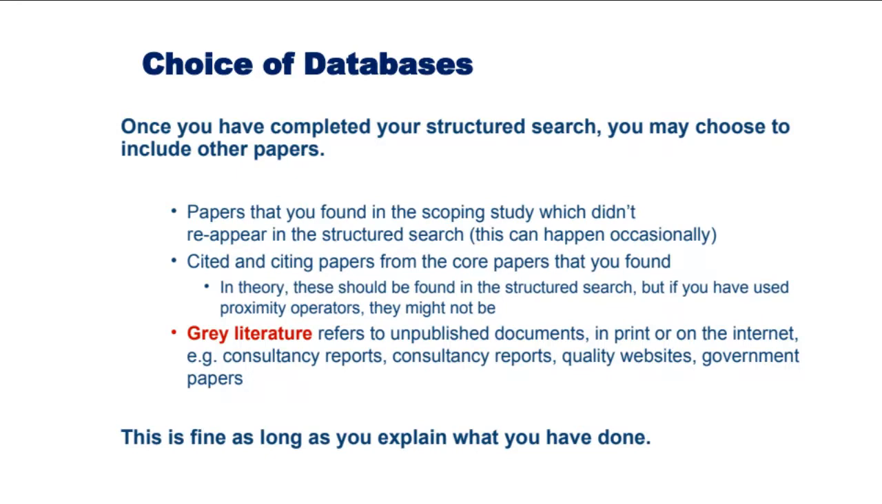So in this case, you will have the flexibility to include those unpublished documents, which are not published work. They might be in print or they might be on the internet. For example, you might have consultancy reports, quality websites, government papers, policy papers, white papers. Those are also very important sources of literature, which you can include in your systematic literature review, although they have not been found through the search strings. But you can include them in your search.